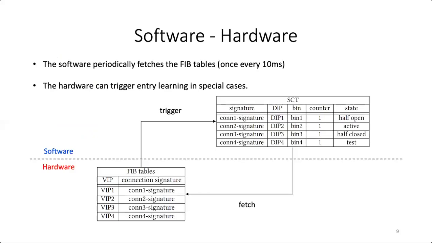In Prism, the software is responsible for tracking the full states of the connections. These states are held in the Software Connection Table, the SCT. The software will periodically fetch the FIB learning tables and insert, update, or remove entries from the SCT table accordingly.